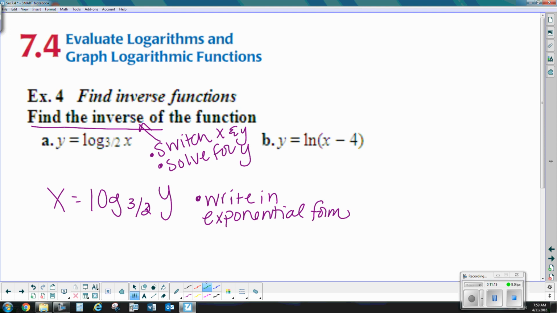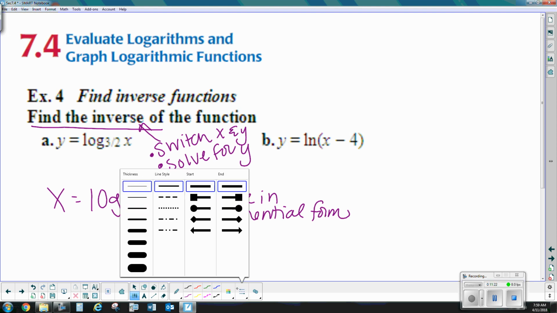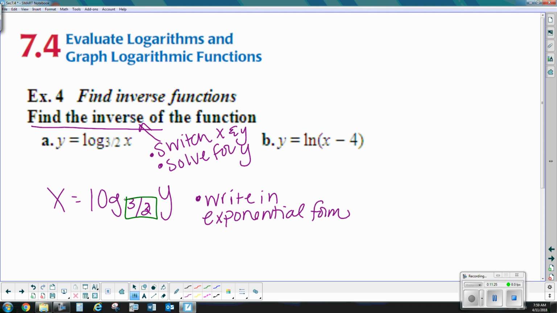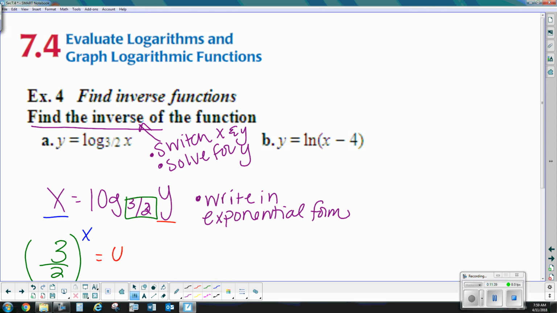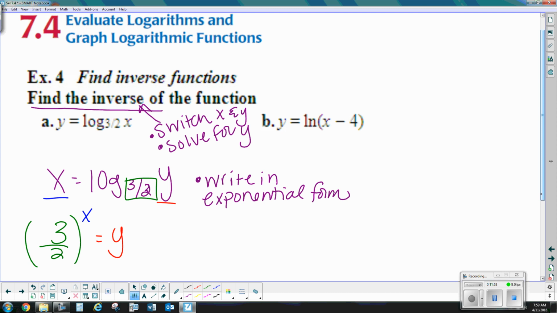So here's our base, 3 halves. Three halves to the x power is equal to y. And then we have just solved for y. So let's look at the second one. The second one, this ln, anytime you see ln, that means it's a logarithm with base e.